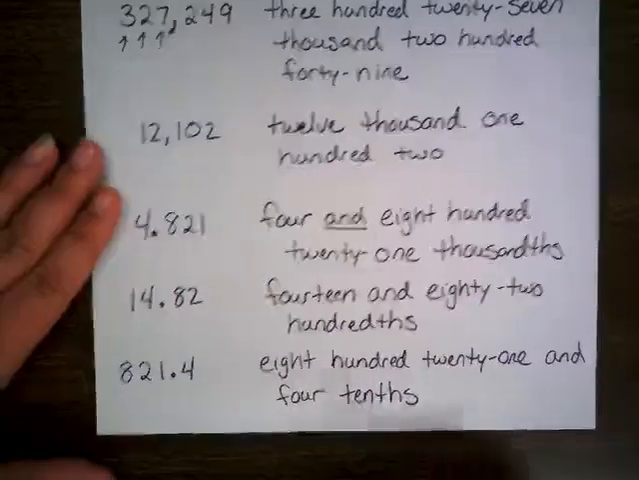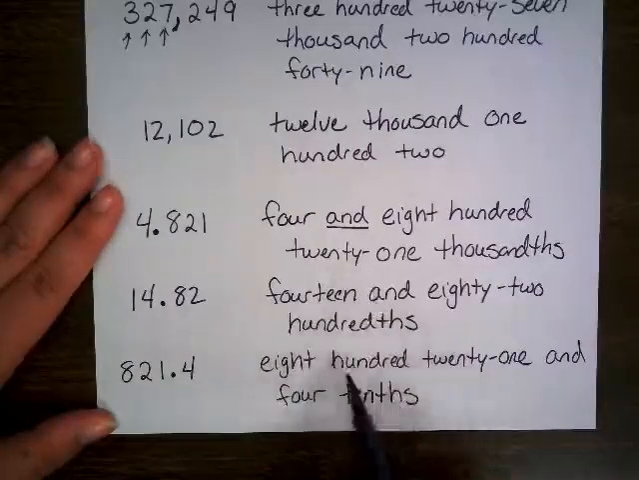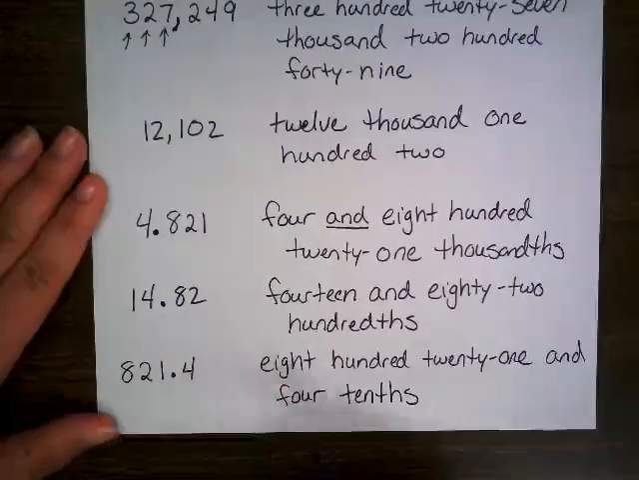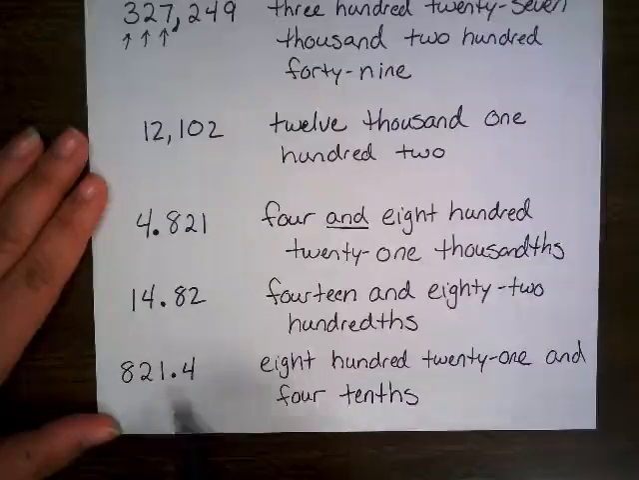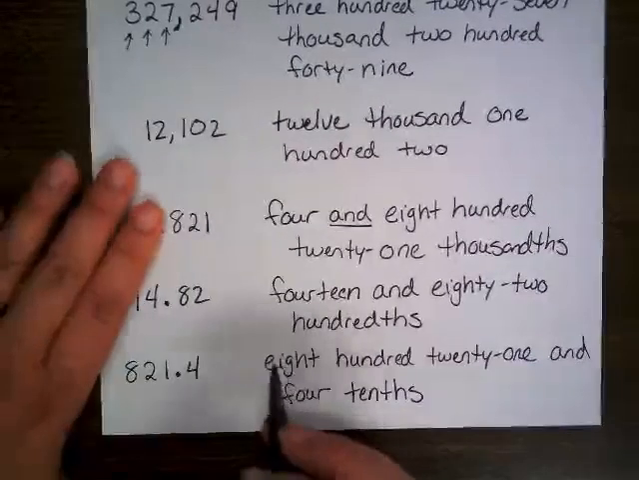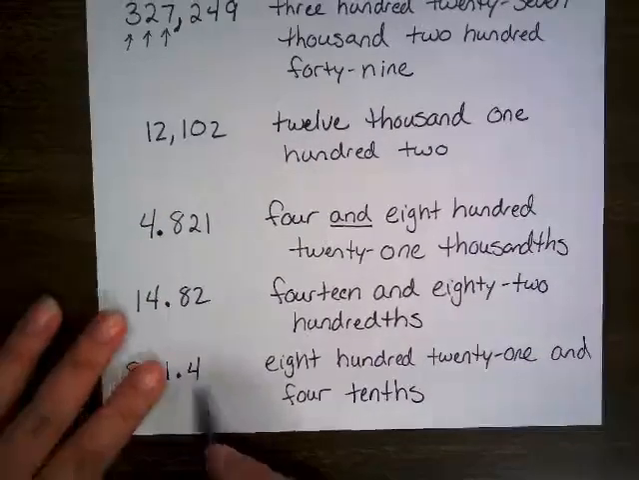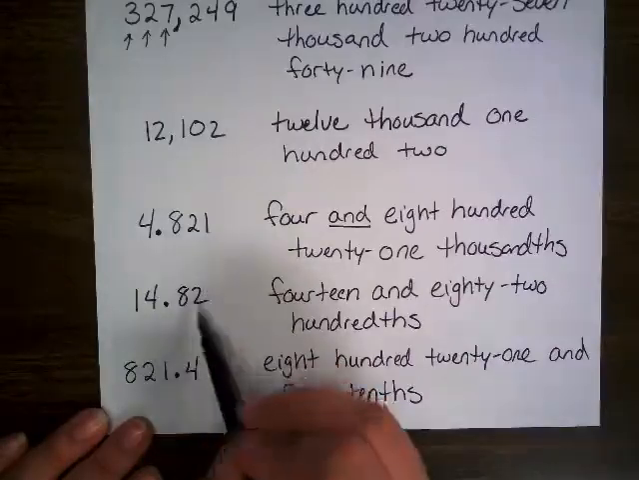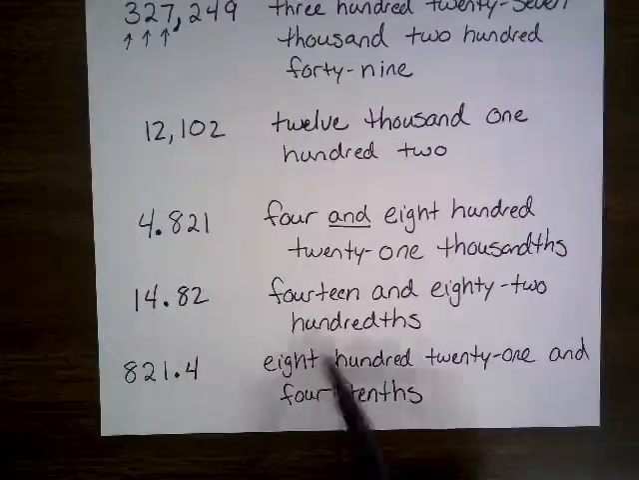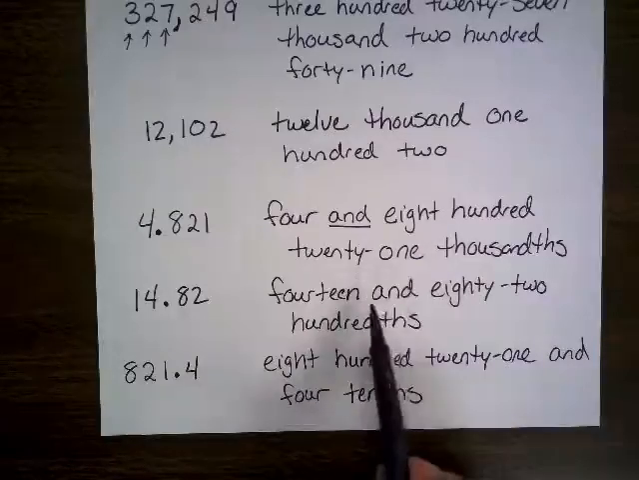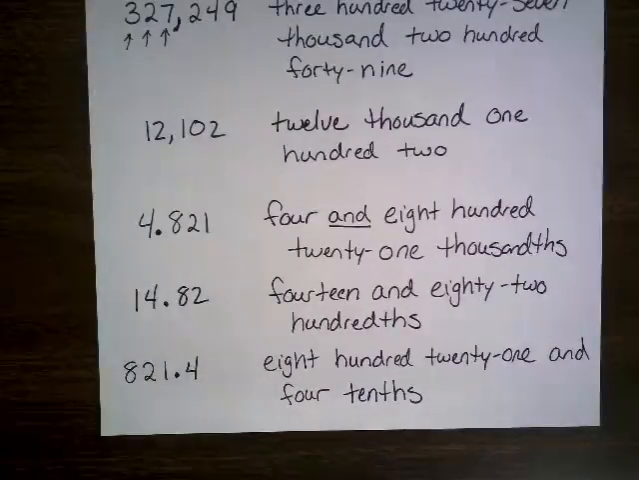So that's how you create the word forms and read out loud numbers with decimals. You look at the groupings of 3 that you can see, and you think about the place value that the decimal ends in and add it to the word form of the number.